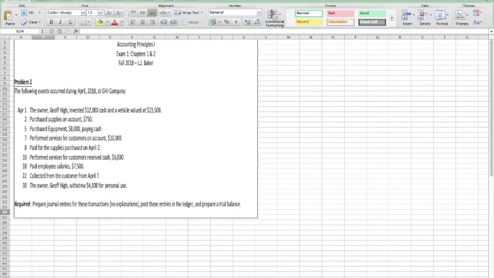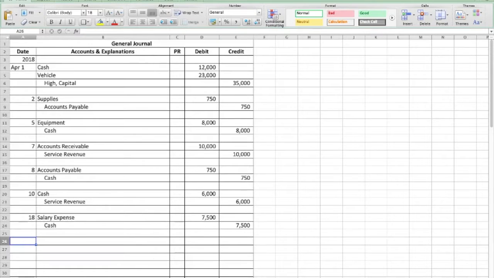On the 22nd, it says we collected from the customer from April 7th. On April 7th, we said that this customer owed us $10,000. We put it into accounts receivable. If we're now collecting, that means we now have more cash. Cash needs to go up with a debit. And we need to reduce accounts receivable, as this person now owes us less money. So a debit to cash and a credit to accounts receivable for $10,000 on the 22nd.